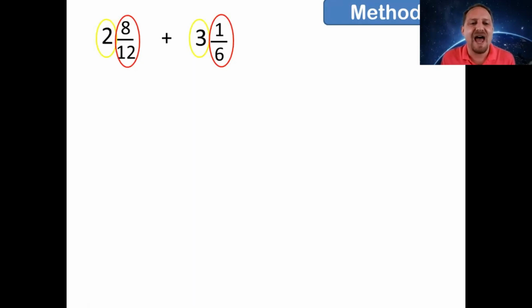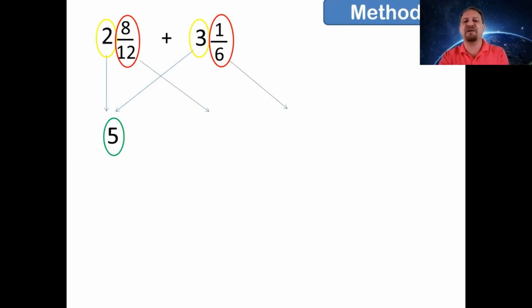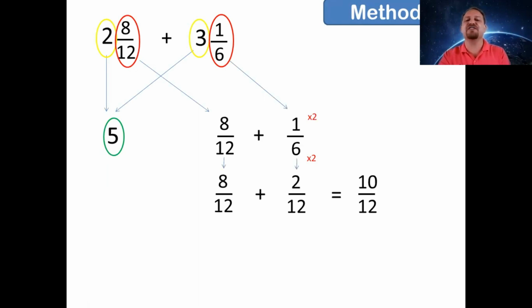We have 2 and 8 over 12 plus 3 and 1 over 6. We have different colored circles. Why is that? Because we're going to isolate the circles. What do I mean? Let's plus the 2 and 3 together first. And we get 5, don't we? Then secondly, you can plus the fractions together by themselves. 8 over 12 plus 1 over 6 gives us eventually 8 over 12 plus 2 over 12, because we must find the common multiple between 6 and 12, which is 12. And finally, we end up with the fraction 10 over 12.